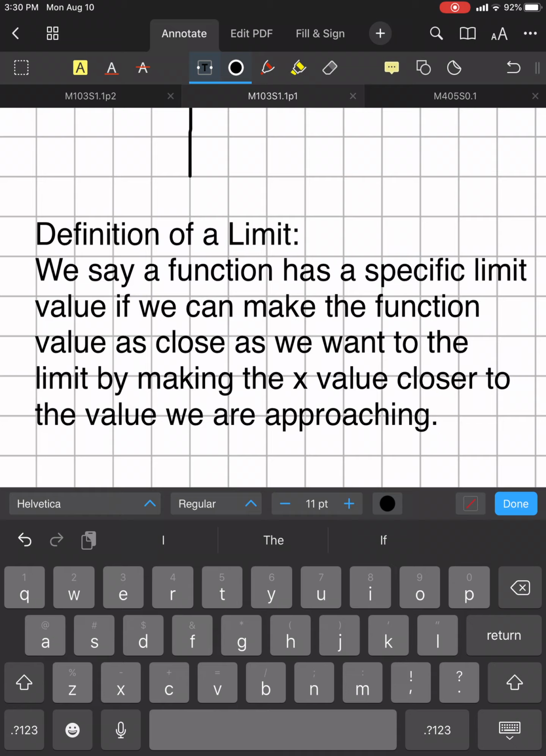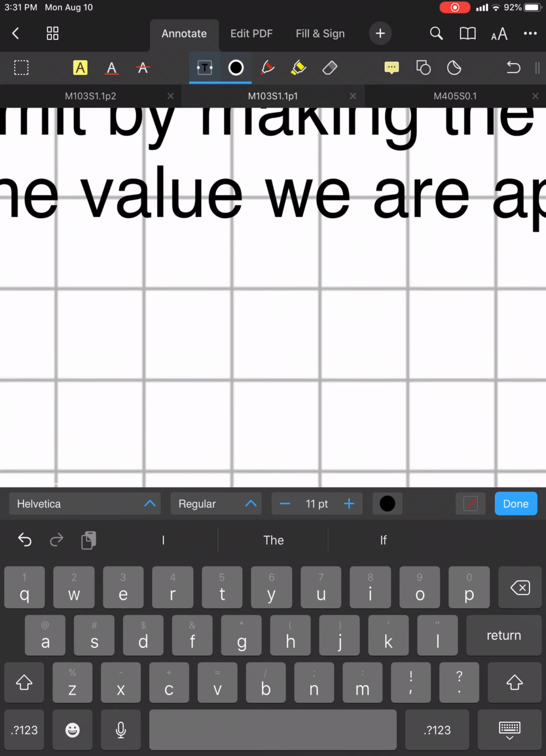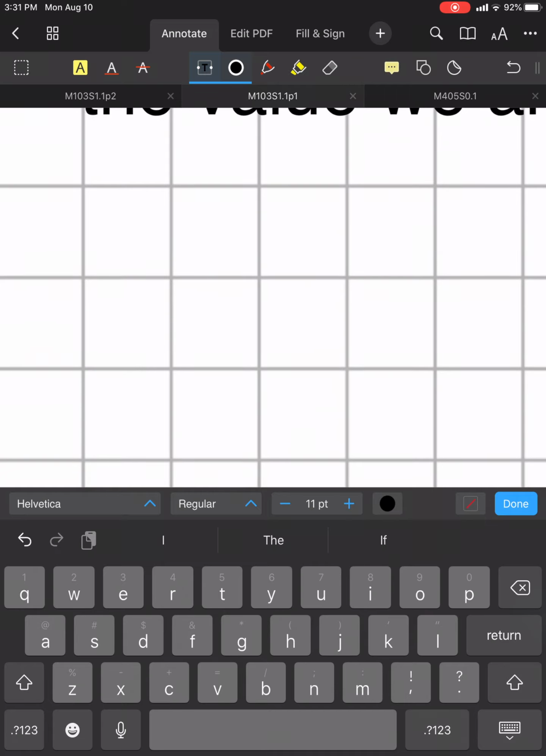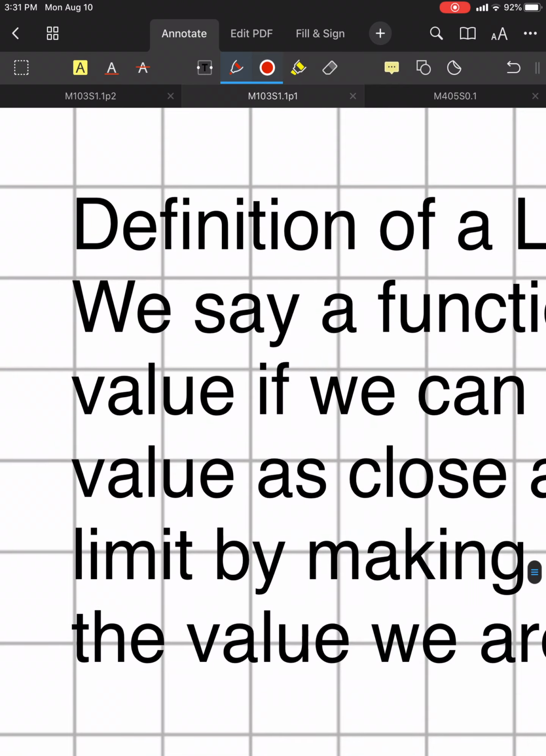In other words, we say the limit of the function as x approaches a of f(x) equals L if for any epsilon greater than 0. That epsilon greater than 0 is essentially how we're describing this closeness here. So let me write this out in words here so that we can see it. Blue. Okay.